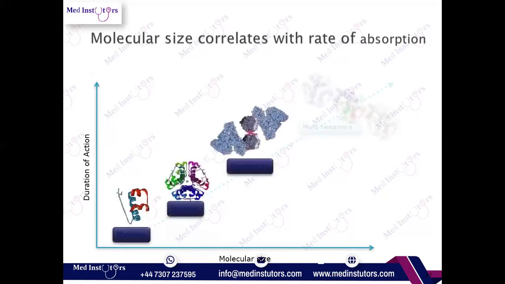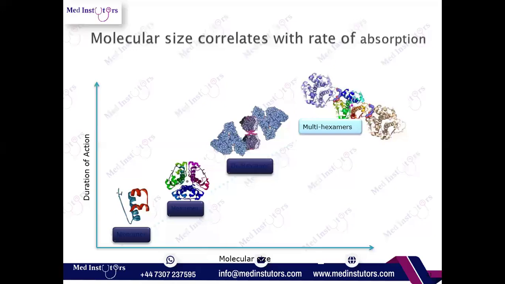Now, whenever degludec is injected, initially it is in the form of monomers, but inside the subcutaneous tissue it forms a dihexamer. Initially they form the hexamer, then combine together to form dihexamers, and they again combine to form multi-hexamers, which stay there inside the subcutaneous area and slowly get released into the blood circulation, and that makes it a long-acting, ultra long-acting insulin, insulin degludec.